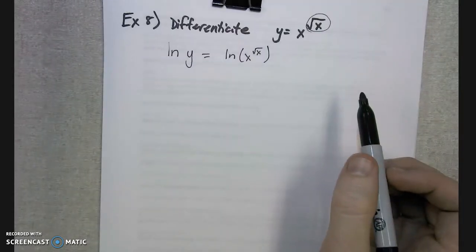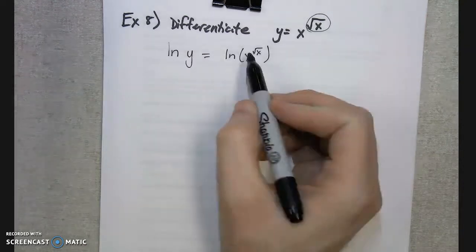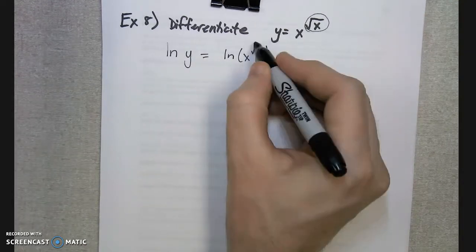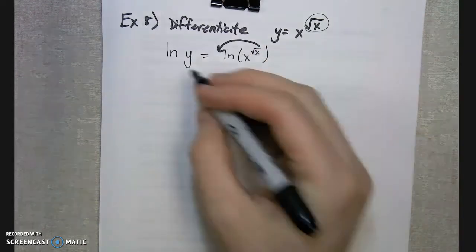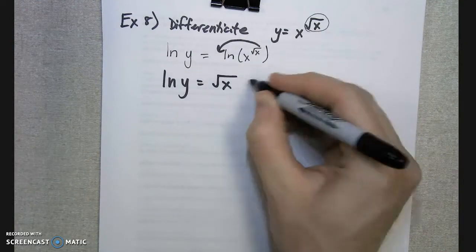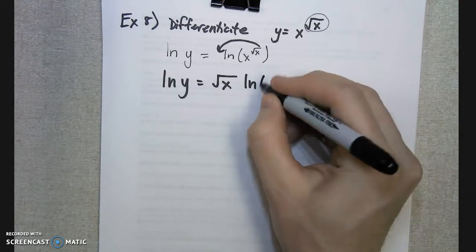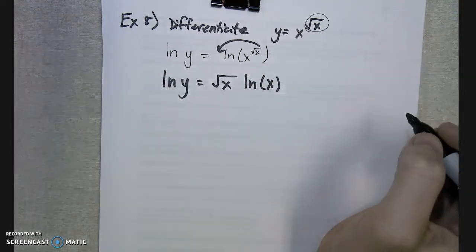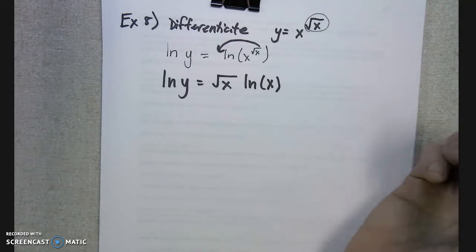And then we want to simplify using log rules. And here I've got an exponent, so I can move that in front. So that would just leave natural log x now. And now it's ready to find the derivative.